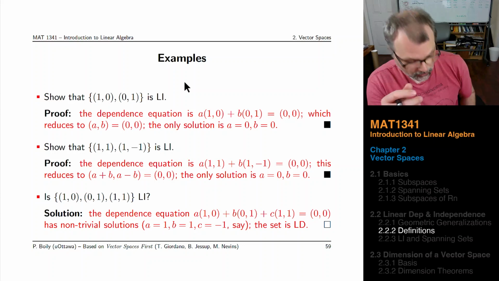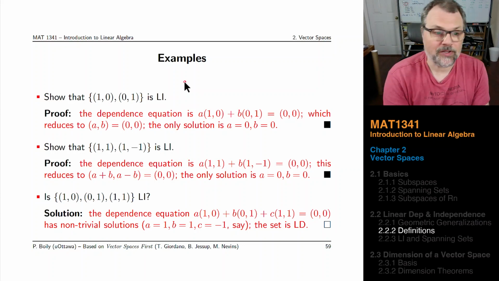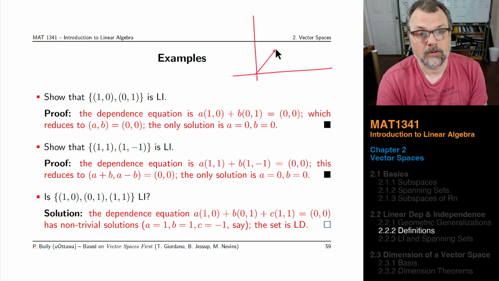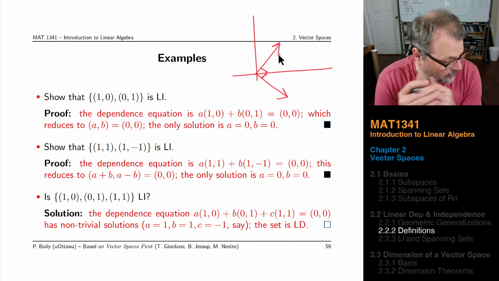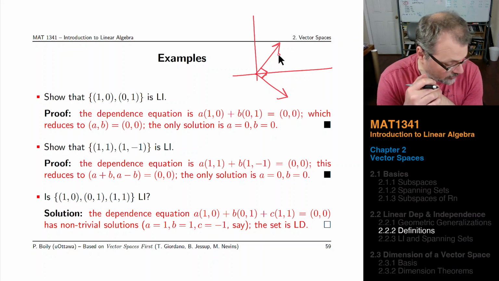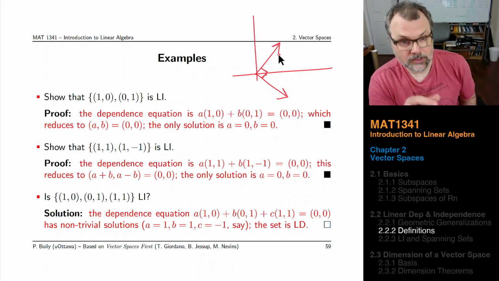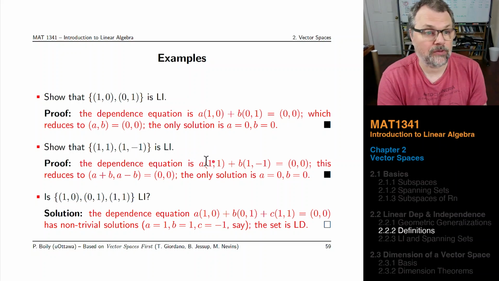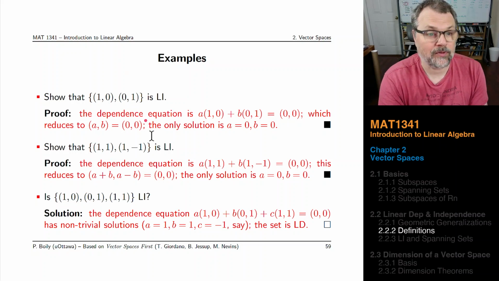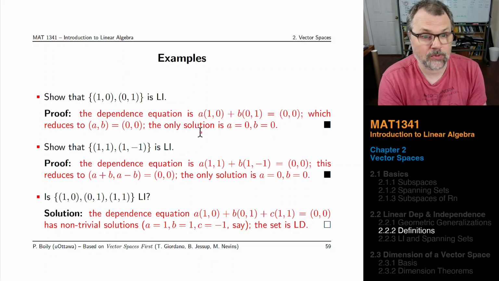What about (1, 1) and (1, -1)? Again, because there's only two of them, we would expect that we can answer the question by just looking at whether they're parallel or not. They're orthogonal. They're obviously not parallel, but let's use the formal definition. We set up the dependence equation for these two vectors. So a times the first one plus b times the second one is equal to 0.